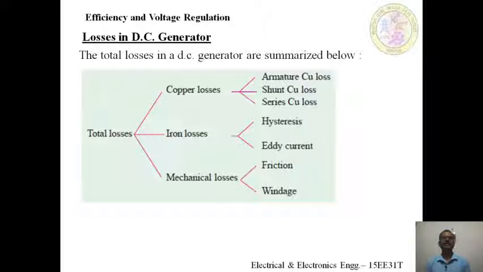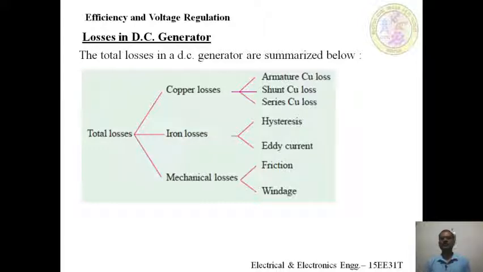The efficiency itself gives us the idea how efficient the DC generator is. How much given input is converted into output. How efficient the machine is. We get that idea by knowing the efficiency of generator. To study the efficiency, we need to know the losses. The various losses in the DC generator are copper losses, iron losses, and mechanical losses.